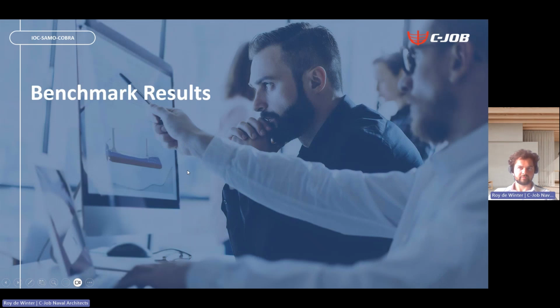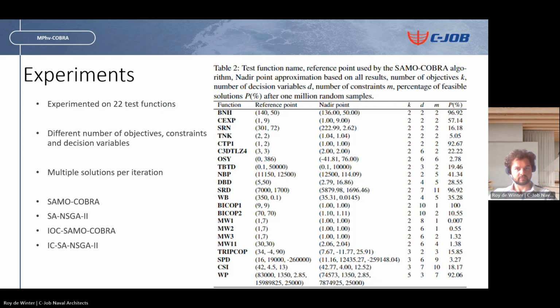So I tested this optimization algorithm on a set of benchmark functions. I tested on 22 test functions, and all these test functions have different number of objectives, different number of constraints, and different number of decision variables. I experimented with the multi-point acquisition function and with the inexpensiveness that can be defined in the objectives and constraints.